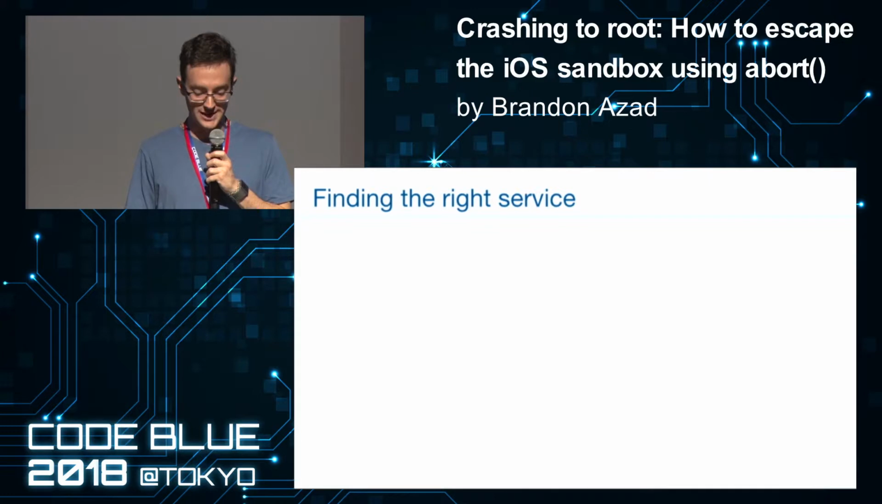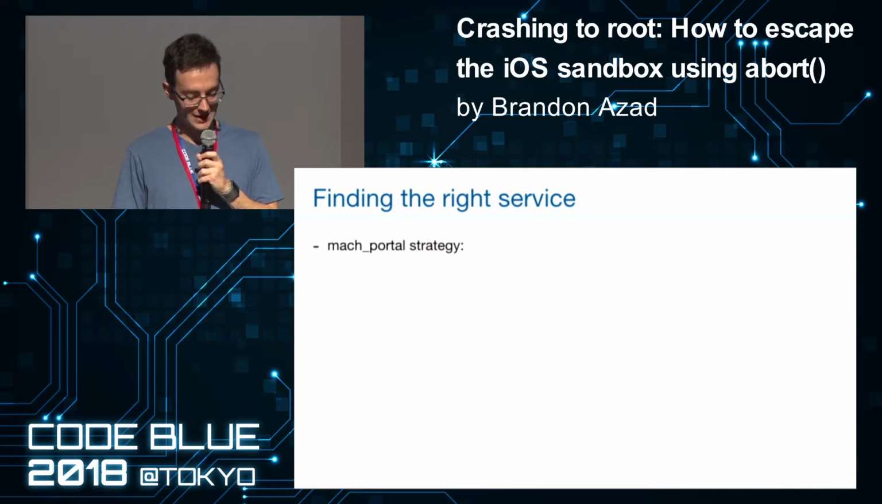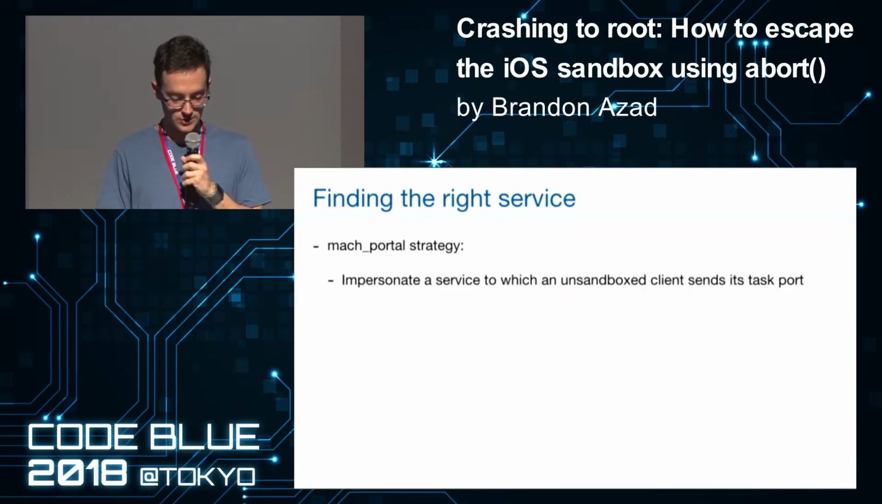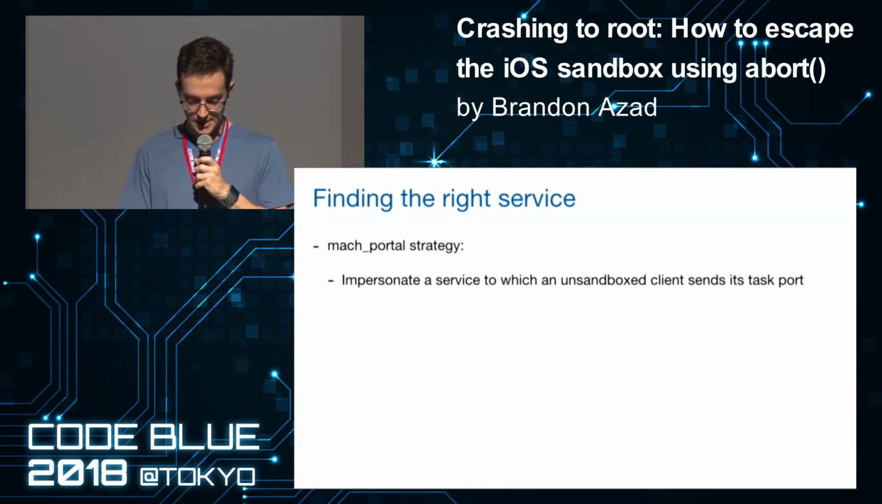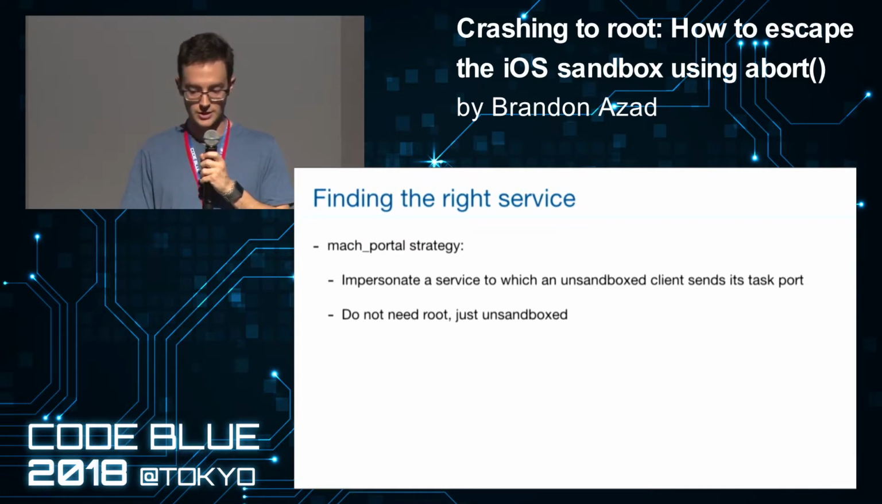So once again, we need to find the right service to impersonate. This time, we can actually use the Mach portal strategy. Impersonate a service to which an unsandboxed client sends its task port. Now, this didn't work for us last time because we needed to find an unsandboxed root client process. However, this time we do not need to target a root client, just an unsandboxed one. And it turns out that those do exist.